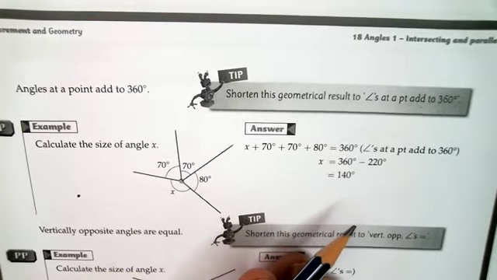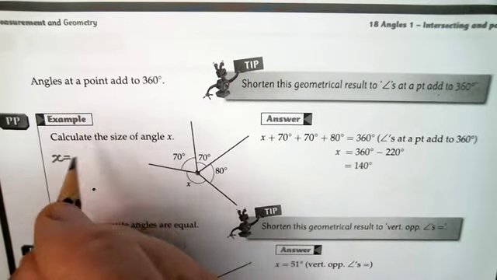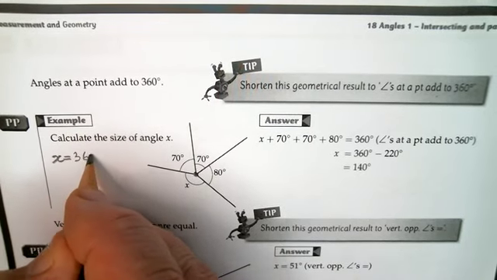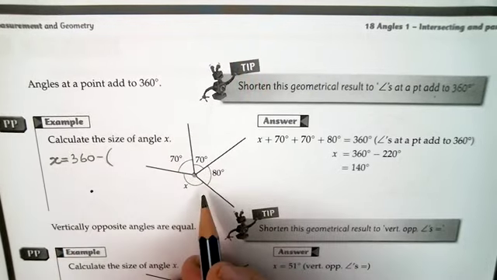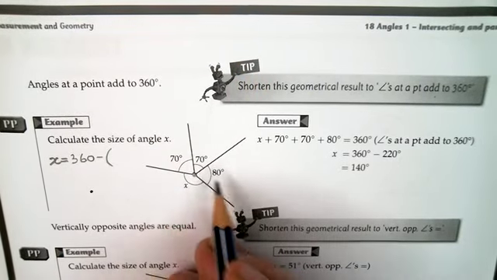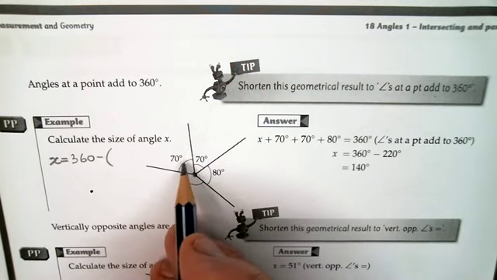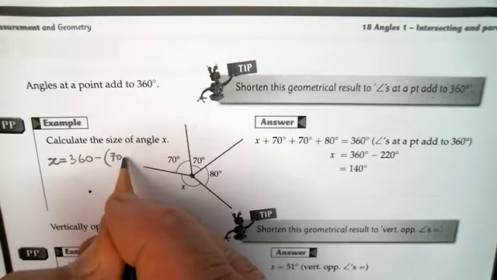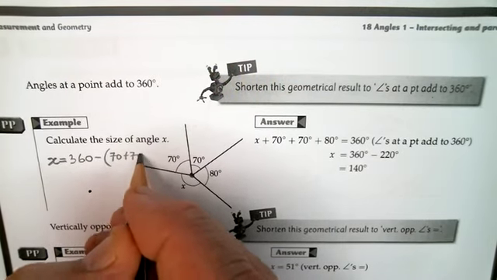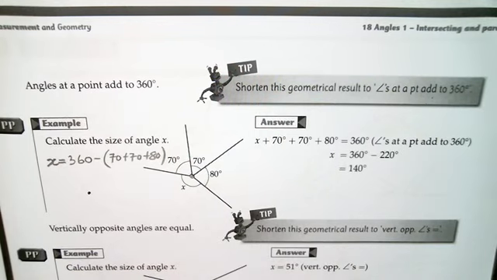You could say that x, in this case I'll write x, is equal to 360 minus the other bits that are there. And what are the other bits? Well, we've got x here, but what about these bits here? So I've got the 70, a 70, and 80. So I could say I've got two lots of 70 plus an 80. So I've got 70 plus 70 plus 80. And that would be a reasonable way of expressing that.